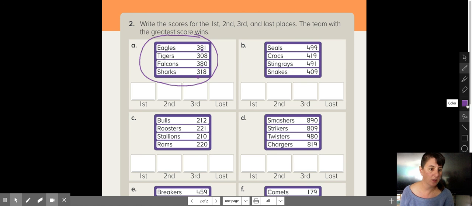Okay, I'm going to change the color of my pen here. I'll go back to the red that I usually use. 381 and 380. Those are going to be our 2 largest. Okay, let's look at both of those. So let's just compare 381 and 380. We need to look at the ones place. 381 has a 1. There's 0 ones here. So this tells me that the Eagles are in first place. So 381 is going to go here. And then 380 is going to be second place.